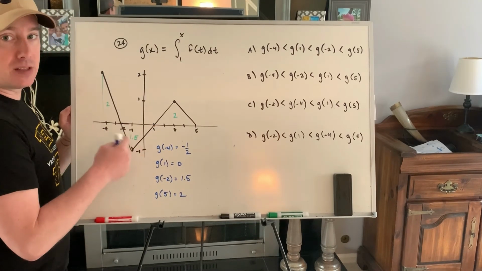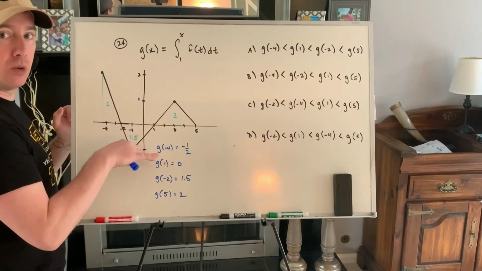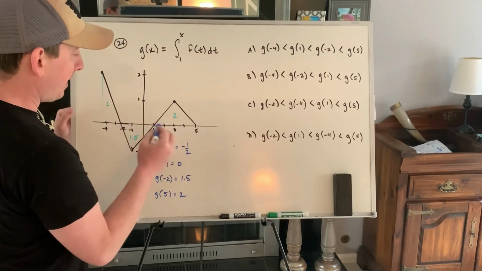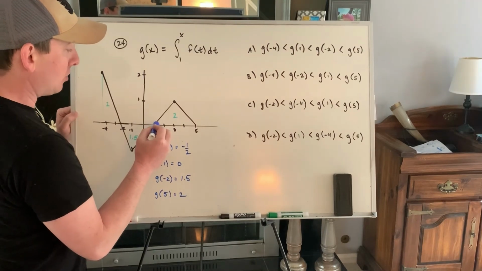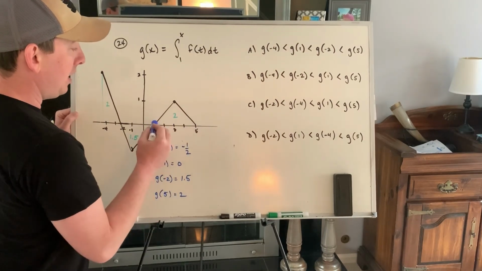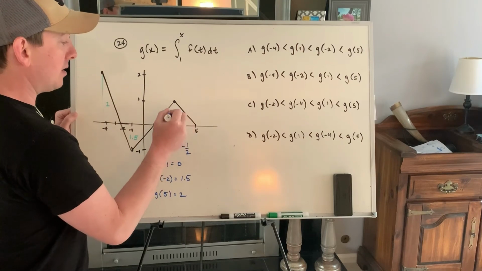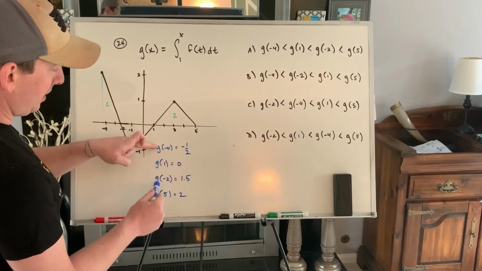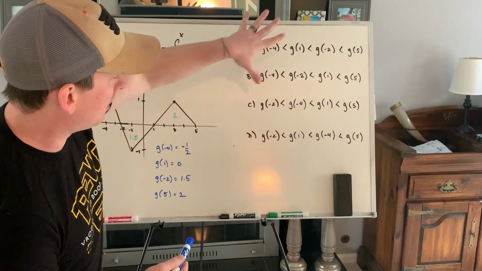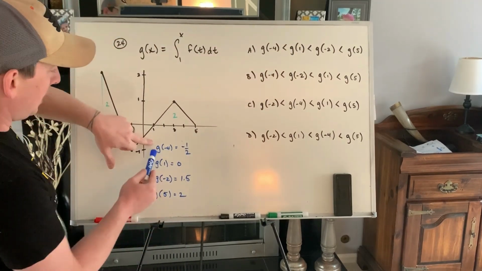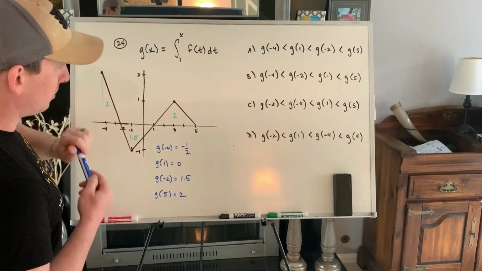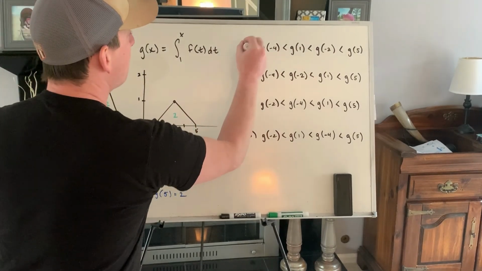G of negative 2 is also going backwards from 1 to negative 2. That'll be positive 1.5 because I'm going backwards. It's below the x-axis, but I'm going backwards, so it's positive 1.5. And G of 5 is the area if I integrate from 1 over to 5. So I am moving forward, so this area is going to be positive, and that's 2. And these are the 4 values that I'm trying to arrange, and it's definitely going to go in this order. G of negative 4, then G of 1, G of negative 2, and then G of 5. So that is A.